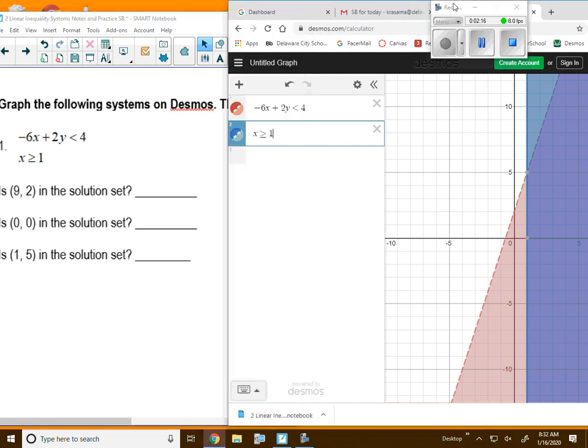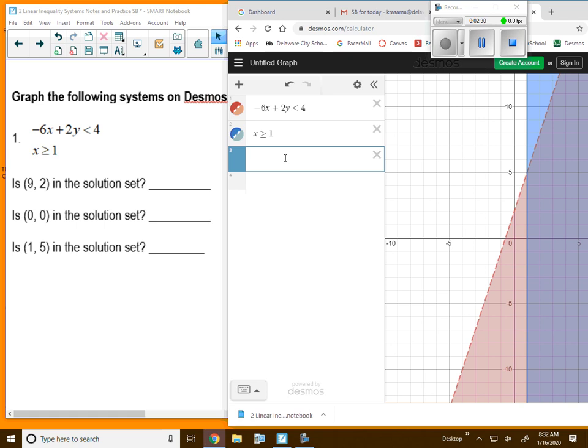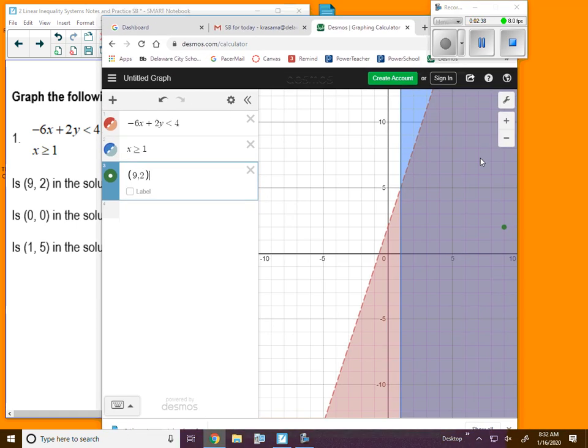Okay, so when you do these problems, there's a couple different ways that you can do this. You can just visually look and see, okay, is the point (9, 2) in the shaded region? Or you can actually go into Desmos and type in (9, 2) as a coordinate point, and look over here and see if it's in the overlapping shaded region. So you have to make sure that you see where both shaded regions are. Okay, if you look here, here to here is the overlapping shaded region. Are you with me? You see that?